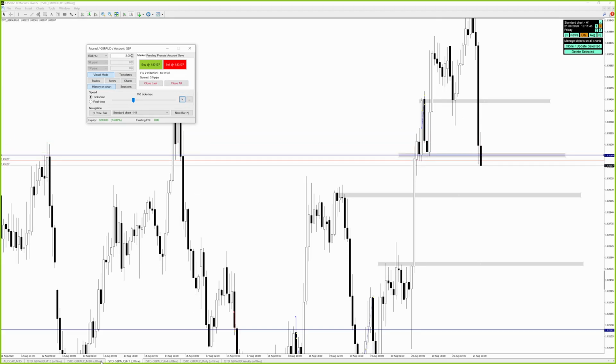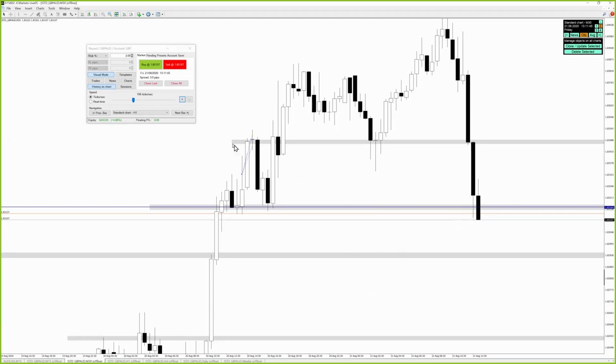Oh wow, look at that. We're coming down here. We're breaking the support. We're about to break the support. We're breaking the support of the previous bearish candle. Let's slow it down here a little bit.